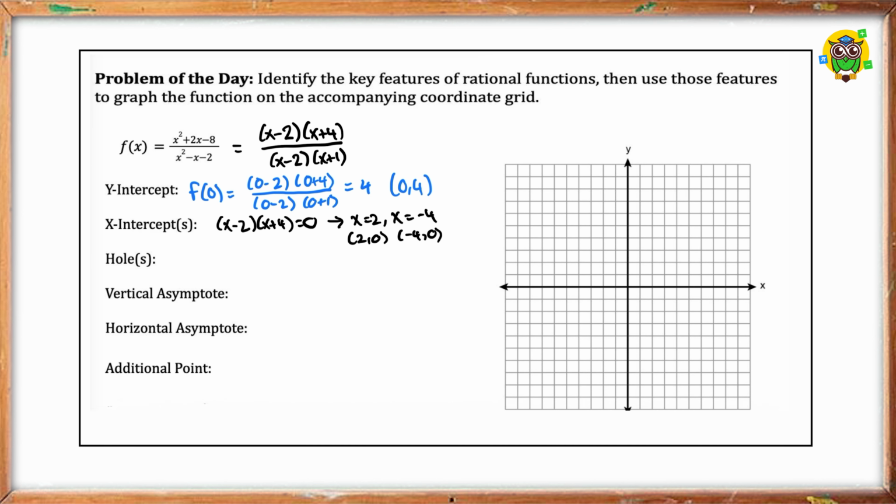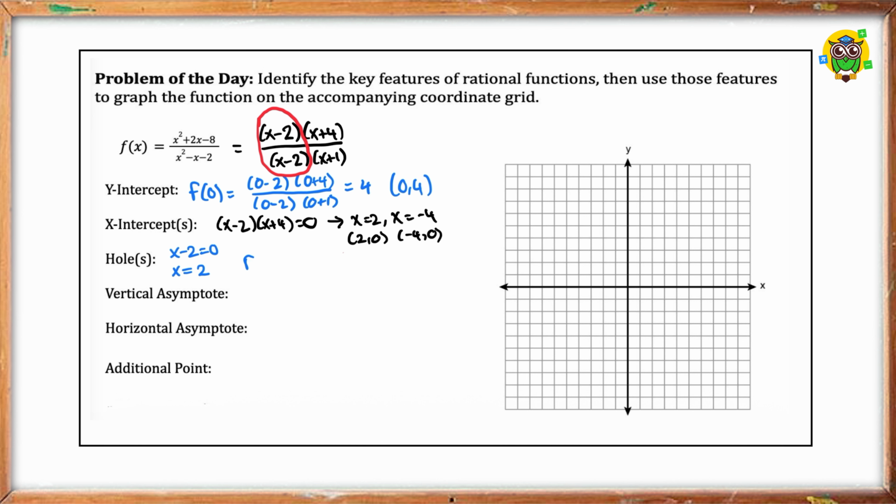Now let's find our holes. Our hole is when the function has a factor in common in the numerator and denominator. So here we have x minus 2, which I am circling in red. To determine the location of the hole, we are going to set x minus 2 equal to 0, and we are going to solve for x. Doing so, we find x is equal to 2, and we can now find our y-coordinate for the hole.